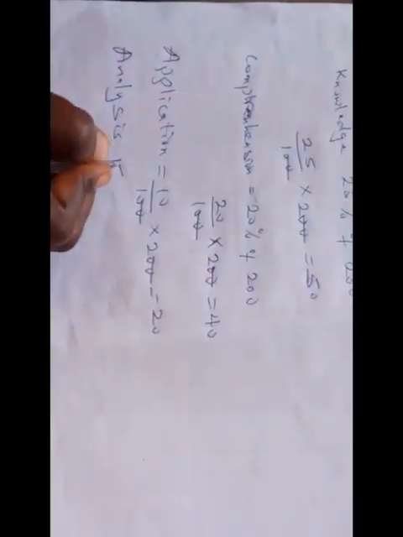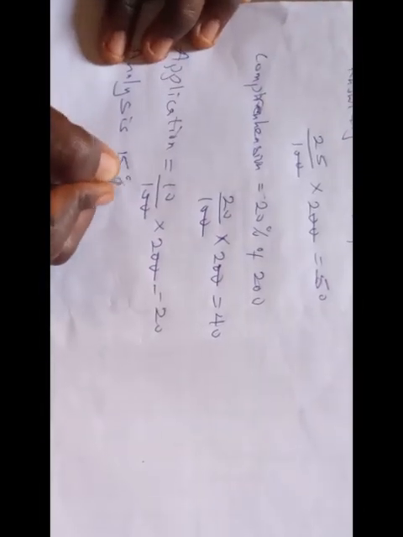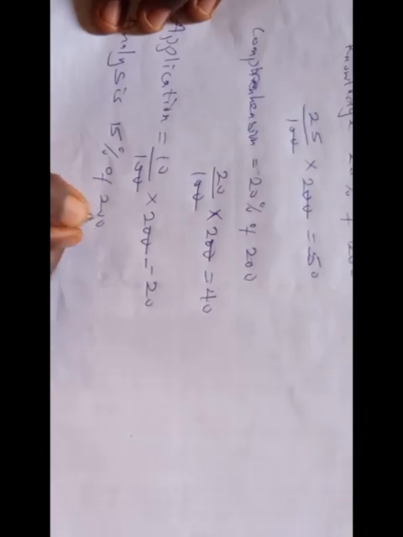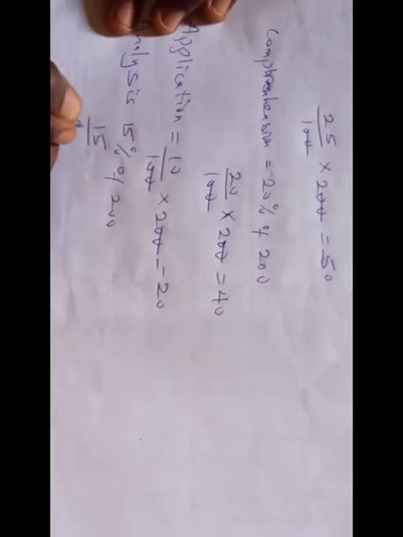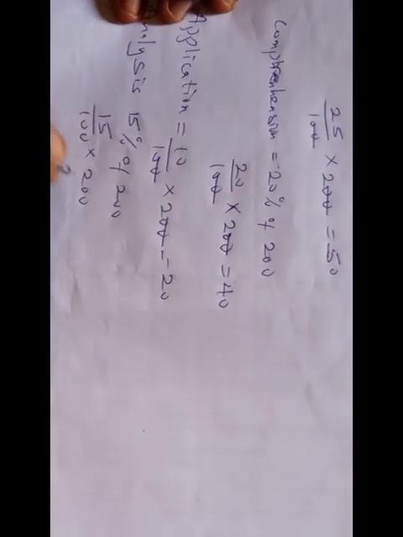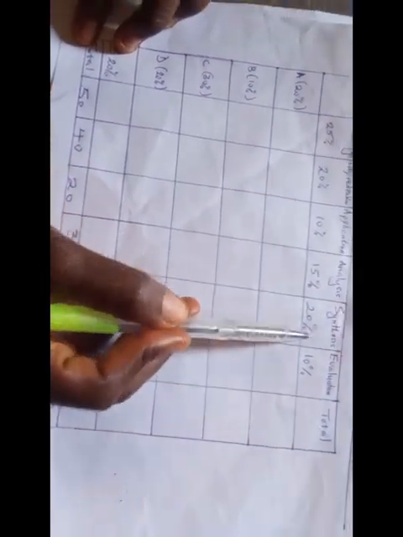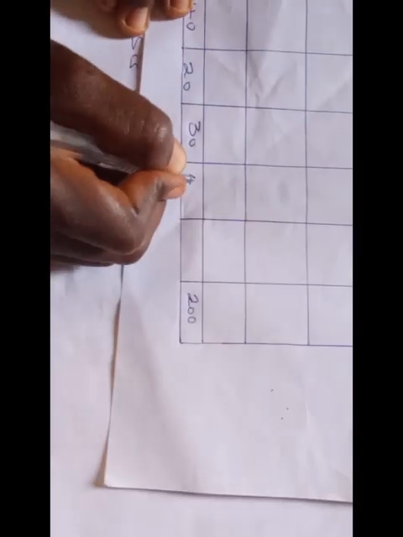For analysis, 15% of 200, which is 15 over 100 times 200. This cancels this. We're going to have 30. So we have 30 under the total. The next one is synthesis. Remember, we got under comprehension is also 20%. So when we work synthesis, we're going to get the same answer because they are both 20%. So our comprehension is 40. Therefore, this should be 40.